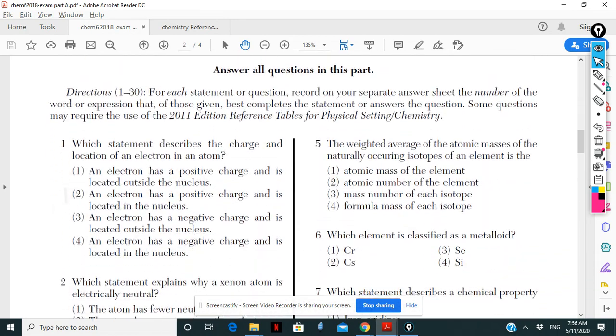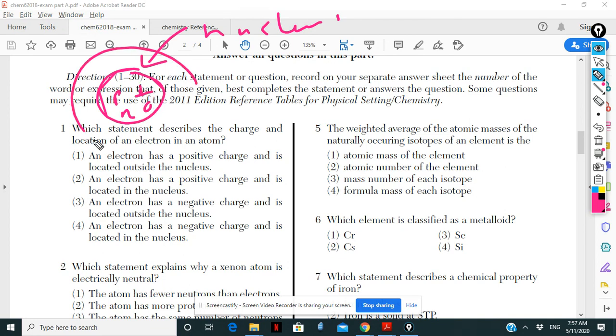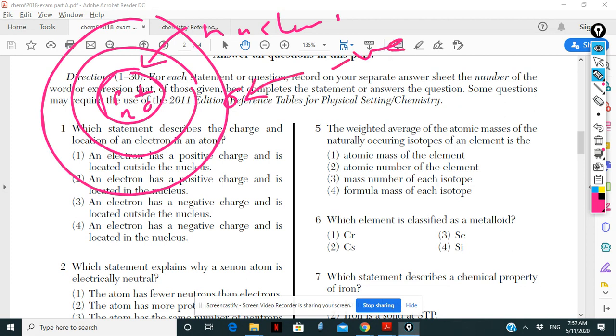The first question: which statement describes the charge and the location for an electron in an atom? The atom, as we know, has a nucleus. The nucleus has protons, which are positive, and neutrons, which are zero. After that, we have orbitals. The electrons are there, so they are negatively charged. The location for the electron is outside the nucleus, and they are negatively charged, so the answer is going to be 3.